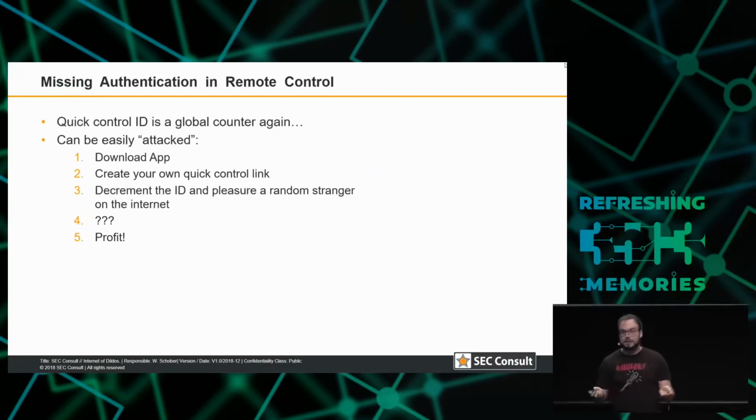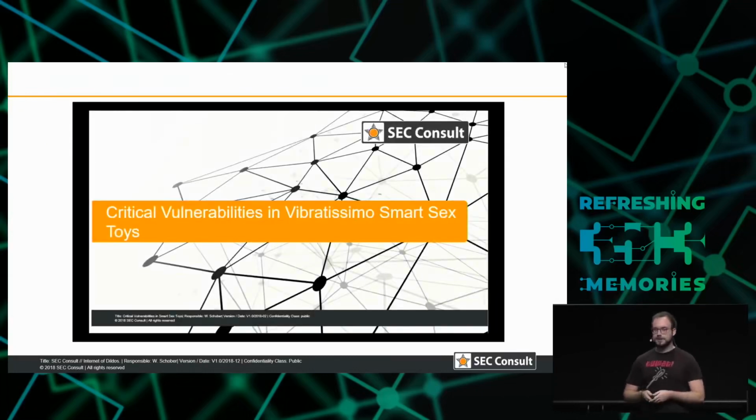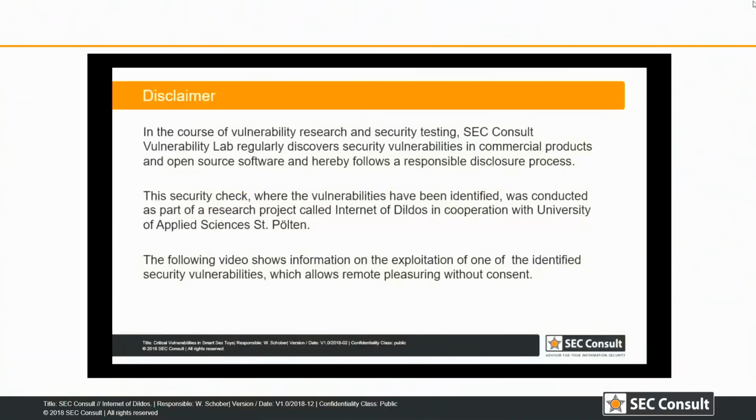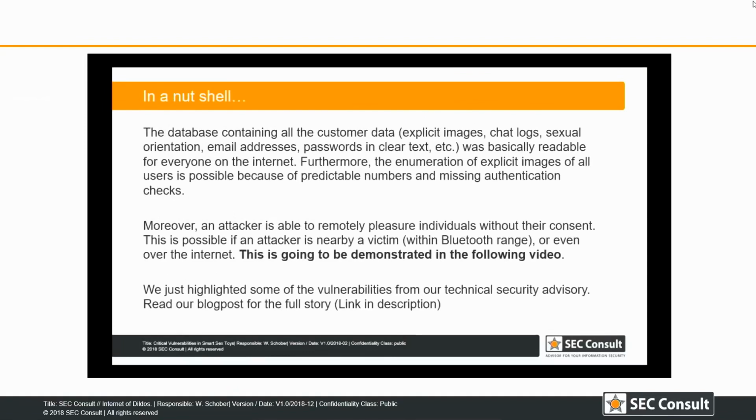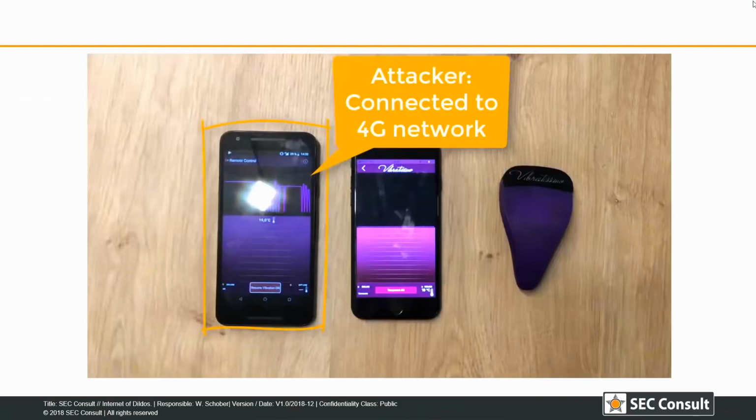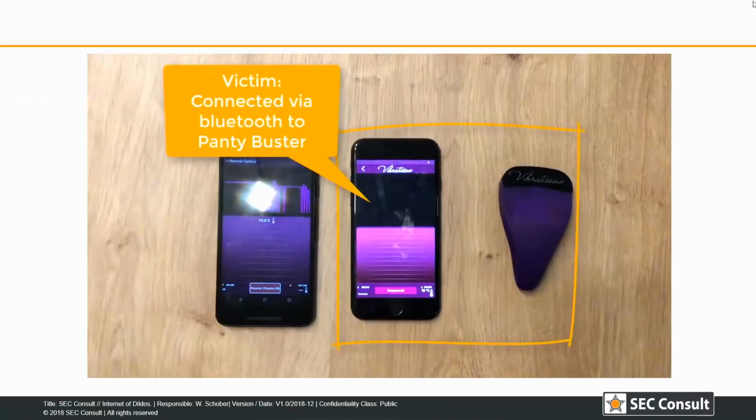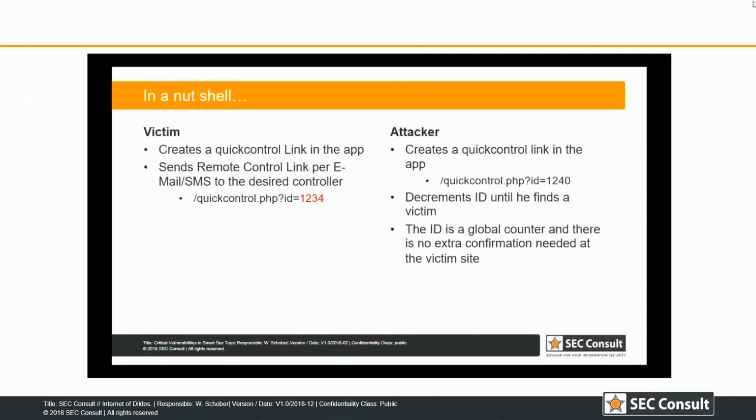What an attacker can do now is download the app, create his own quick control link, decrement the ID, and pleasure random strangers on the internet. Okay, I will show you guys a video now where I'm doing exactly that. When the video starts, on the right side we're going to see an attacker device, which is just connected to the normal mobile network. The attacker creates his own quick control link and decrements the ID. On the left side, we can see another smartphone, which is connected to Wi-Fi to have internet access, and via Bluetooth to the smart sex toy. And this attacker device should now be able to control it. We'll see that in a few seconds. That's just what I explained.